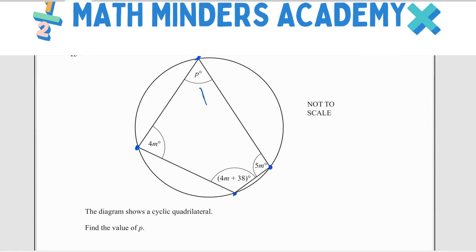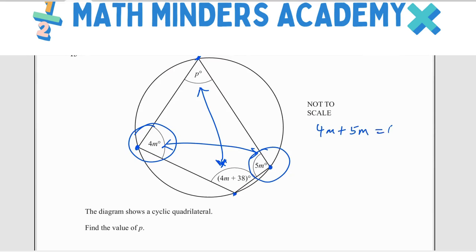That means if we add these two opposite angles, this and this, you get 180 degrees, okay? So now, if this plus this is 180, that means we can find the value of m. That means 4m plus 5m is 180 degrees. 9m is 180 degrees. So you divide both sides by 9, and you get m to be 20 degrees.